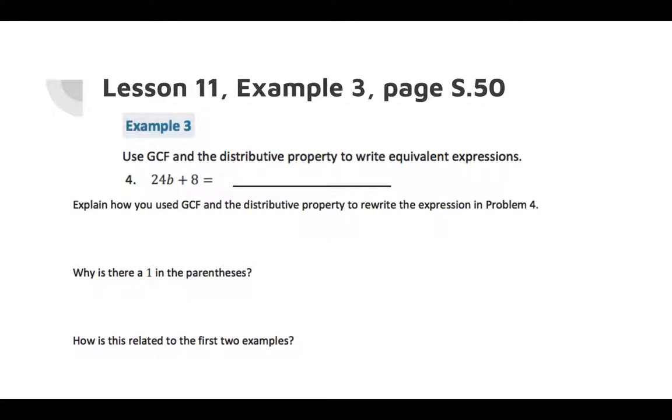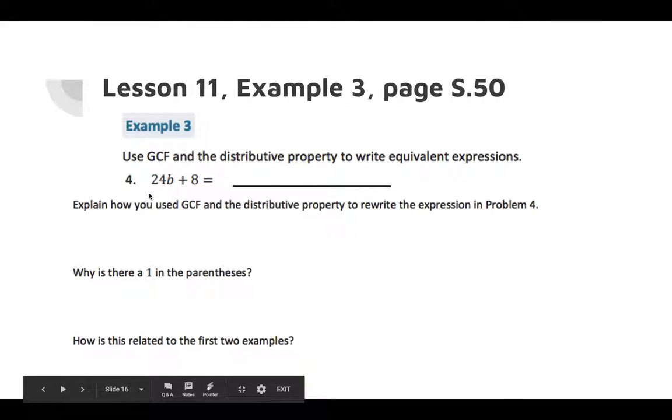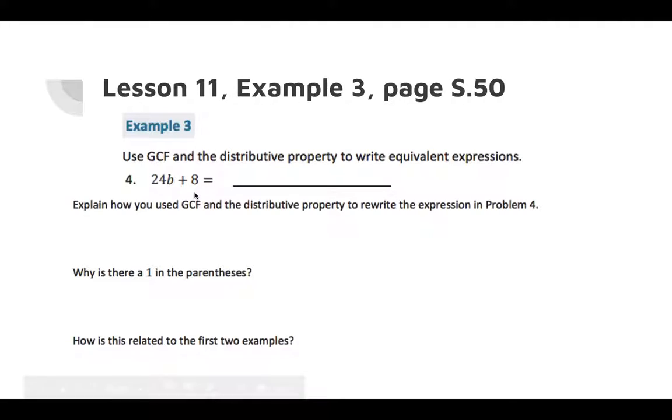Number 4, use the greatest common factor and distributive property. Okay, now you have 24b plus 8. Look at this term. You have one with a variable and one without a variable. So your coefficient here is 24, and your number here is 8. Explain how you use the greatest common factor and the distributive property to rewrite the expression in problem 4. Okay, you can pause here, work on it with your partner, and then resume the video.